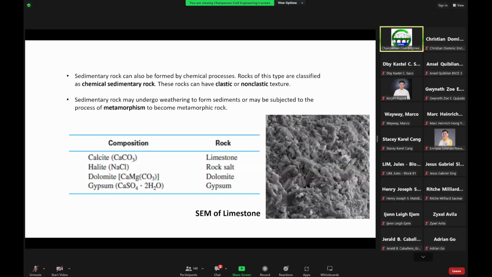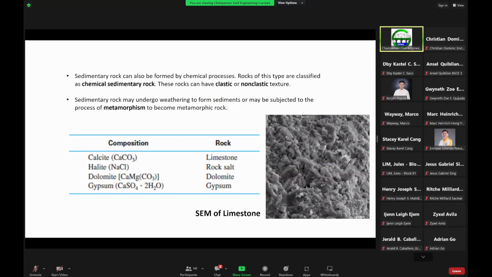Now, calcium carbonate usually reacts with water. So when this calcium carbonate reacts with water, it tends to dissolve in such a way that you start creating cavities within the limestone. Then just give it time. With the continuous flow of water, these cavities will become caves later on.